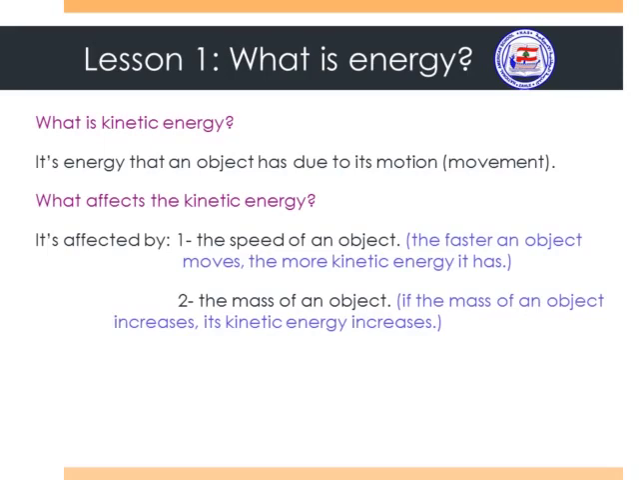Now, how does kinetic energy change? It changes with two factors. The first one is the speed of the object. For example, if a car is going fast, it means that it has more kinetic energy than a car that is going slowly. And the second factor is the mass of an object. If an object has more mass, it means that when the object is moving, it will have more kinetic energy.